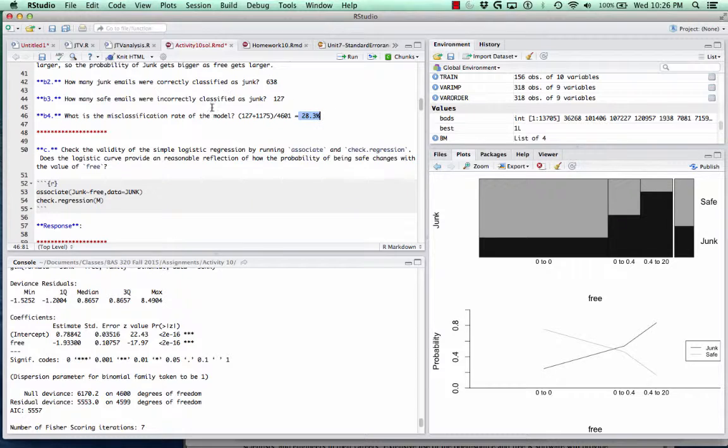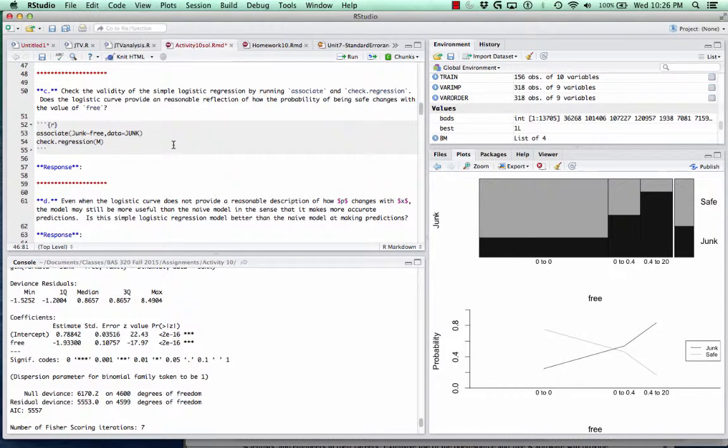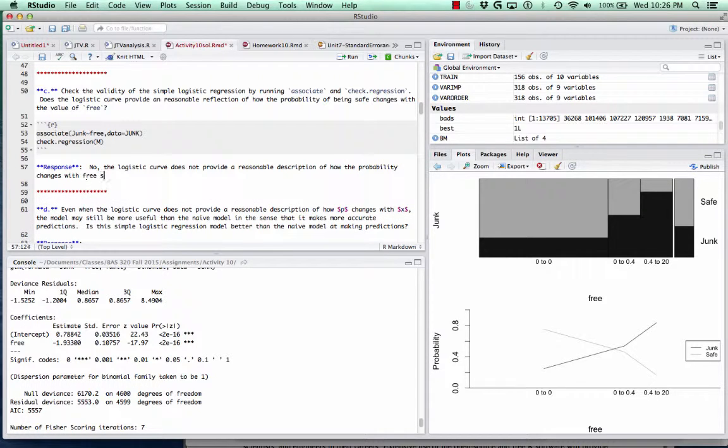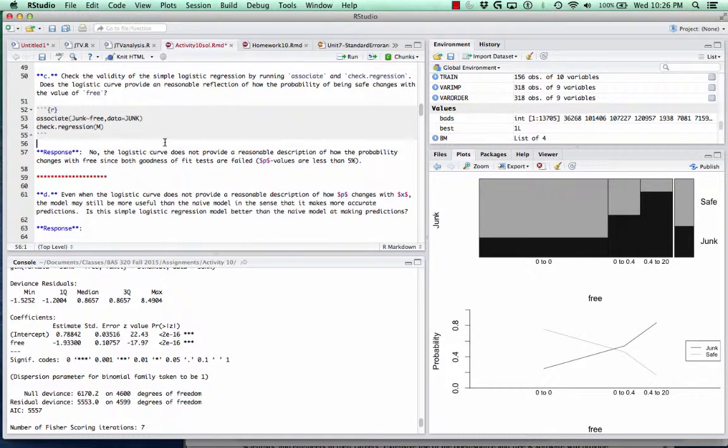We're doing better at making classifications than the naive model. So, no, the logistic curve does not provide a reasonable description of how the probability changes with free, since both goodness of fit tests are failed. P-values are less than 5%. So our model is wrong.